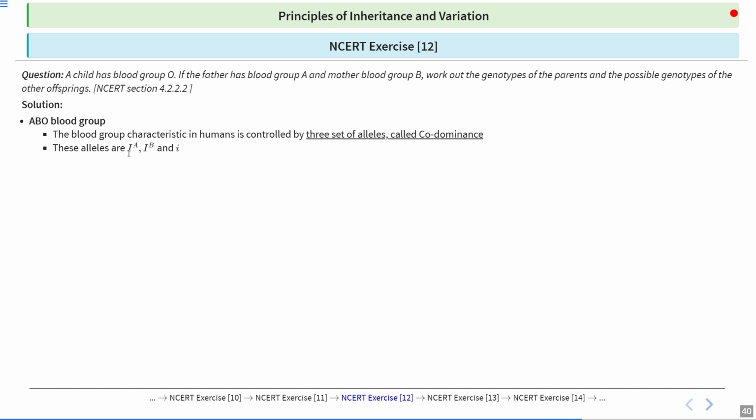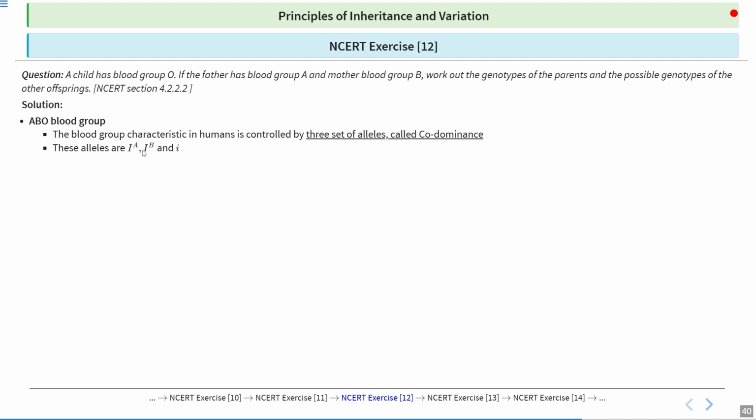So these are the 3 alleles, IA, IB and small i. That's why this is an example of multiple alleles as well, when a gene has more than 2 alleles. The gene is the I gene. Clear? This I gene has 3 alleles, IA, IB and i.